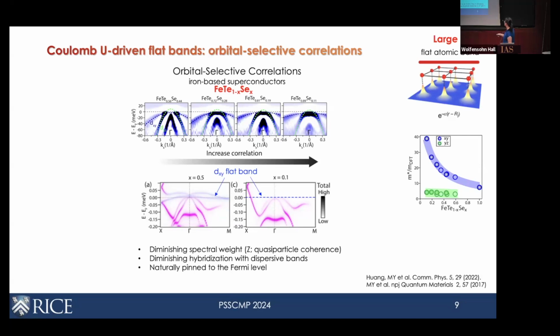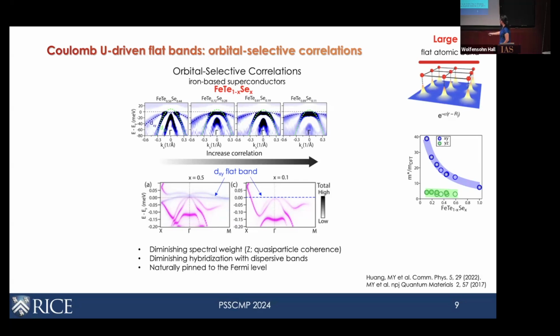And you can see its presence in a weak spectral weight and also in the hybridization it has with the dispersive states. And then when it becomes Mott localized, it's completely flat. And then you also don't see it because the hybridization is also turned off, right? So I think this gives a good visualization of what we expect for flat bands generated from cranking up U.